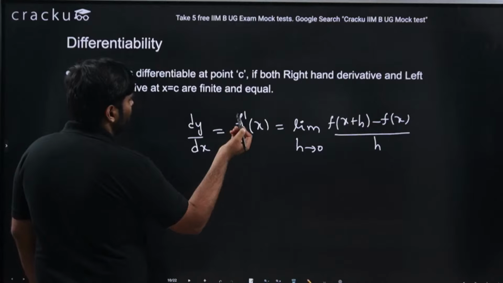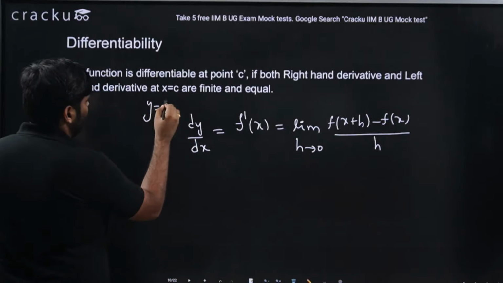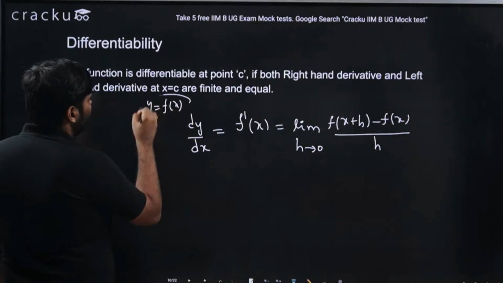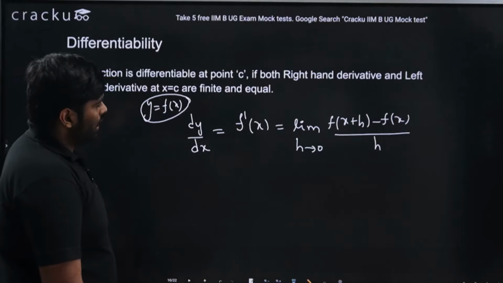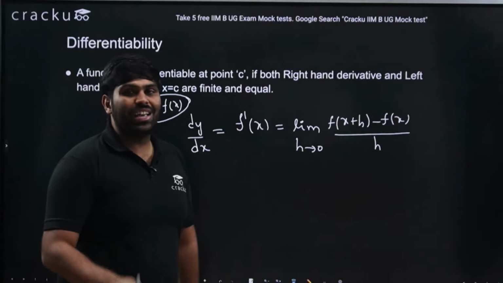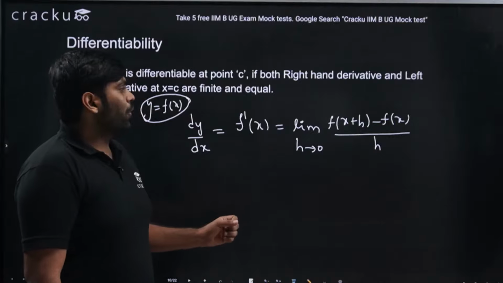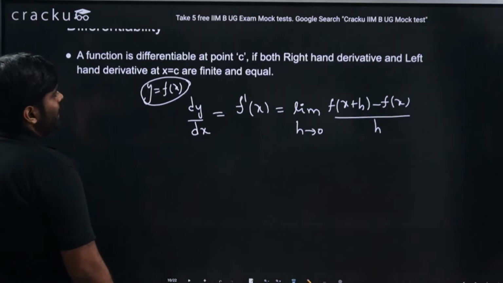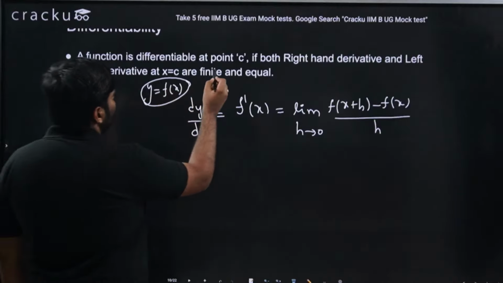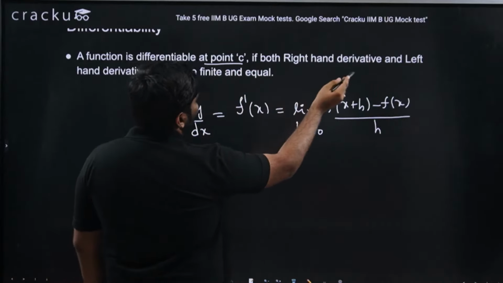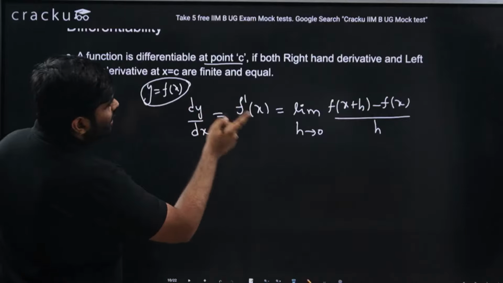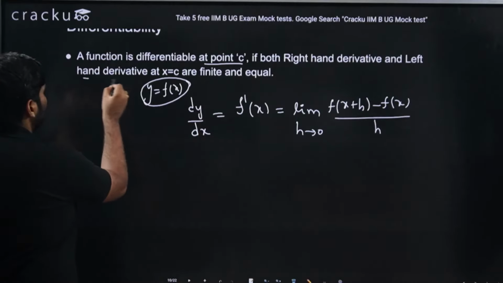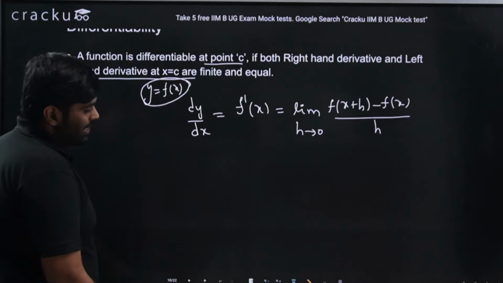dy/dx, if y is equal to f(x), I mean to say, d/dx of f(x). So this particular derivative is defined as the limit h tending to 0 of [f(x plus h) minus f(x)] by h. In this, a function is differentiable at point c if both the right hand derivative and the left hand derivative at x equal to c are finite and equal.